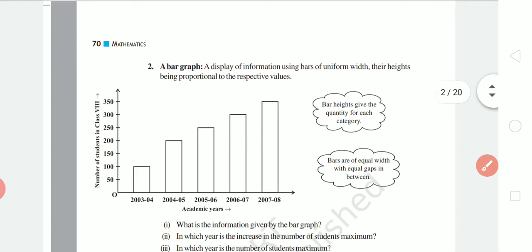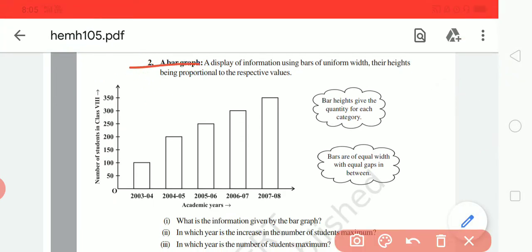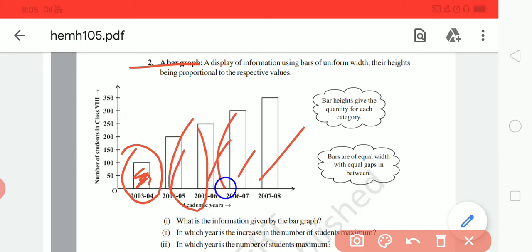Now the second one is the bar graph that you have studied in 7th class also. In the bar graph we represent the information by using bars of uniform width. What is the meaning of uniform width? It means if you are taking 1 unit for the first bar, you will take 1 unit for all the bars, and the important thing is that we will leave 1 unit distance between each bar, right? So this is the bar graph. This is also a representation of the data.